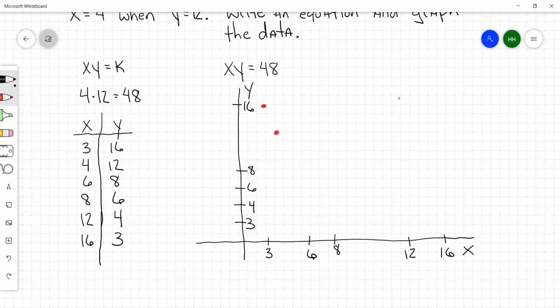So if we plot all of this data, we got 6 and 8 right here. We got 8 and 6. We got 12 and 4. And 16 and 3. So here's your graph of this inverse variation. It kind of creates this curve. This red one's a little bit off right here, so here's kind of a sketch of this graph of this data.